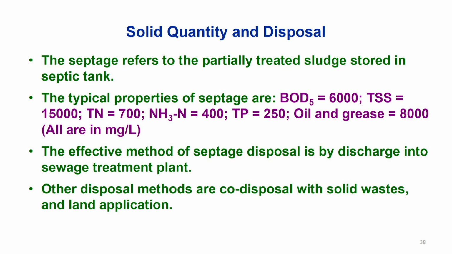Now the solid quantity which is produced from the septic tank refers to the partially treated sludge stored in the septic tank. This is called septage, and its BOD is 6000 mg per liter, TSS is 15,000 mg per liter. So it contains a significant amount of pollutants and has to be treated. It should be transferred to the sewage treatment plant and treated in a proper manner. Other disposal methods include co-disposing this with solid waste and then applying it to the land.